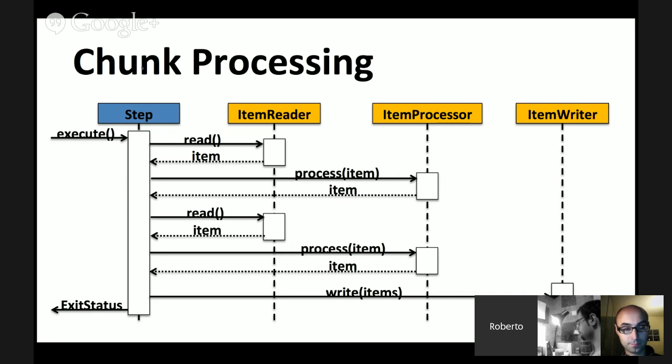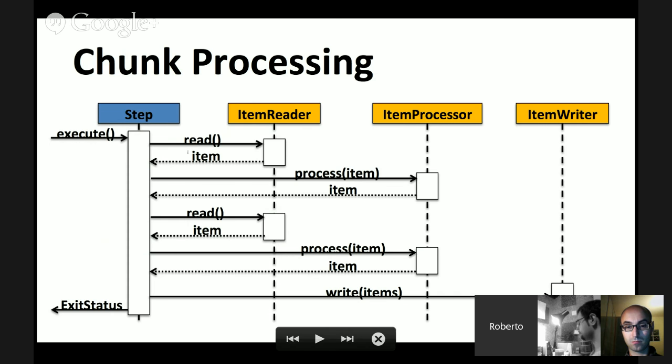But let me give you a little overview of how this works internally. A step is composed of an item reader, an optional item processor, so you may not have an item processor, but usually you end up having one, and an item writer. So what's going to happen is that when you want to do chunk processing, you can do, for instance, a chunk process of 3 items. The step is going to launch the item reader, which is going to read 1 item. Then it's going to pass execution again to the step. The step is going to call the item processor. It's going to process that item.